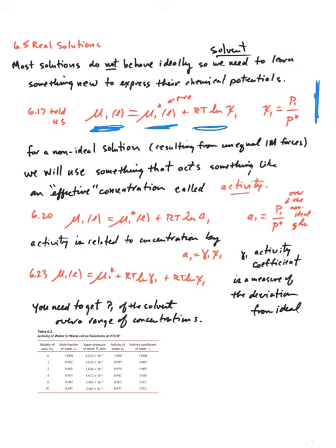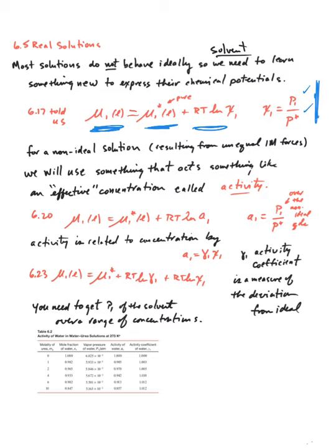Mole fractions are pretty easy to generate if you know the partial pressure of the solvent over its normal vapor pressure. Again, this is for an ideal solution where everything is behaving really nicely. Now, most solutions don't behave ideally, so you might expect that the math is going to be a little different. So we need to learn something new to express their chemical potentials.